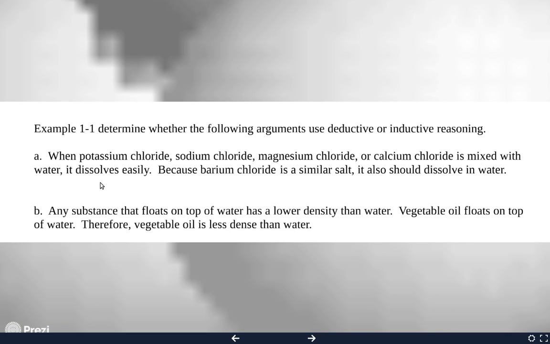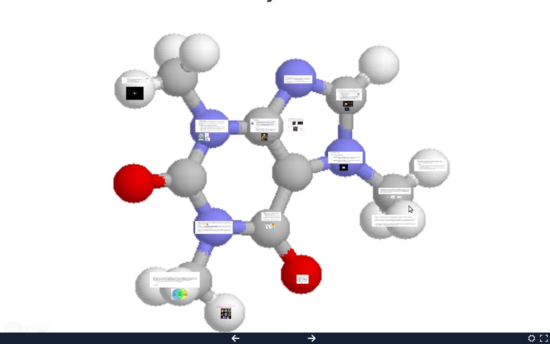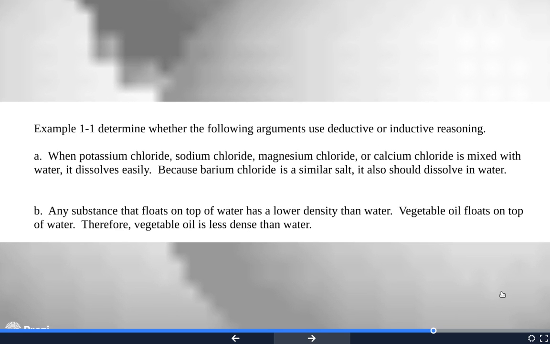All right, now let's look at these two, and you might want to pause this for a moment and read through them and determine whether the following arguments are deductive or inductive. Okay, whoops. Let me go back to that slide. There we go. I'm going to give you a second. I want you to pause it, and after you think you've got it, then you can start it back up. All right, well, I'm assuming that you did that.